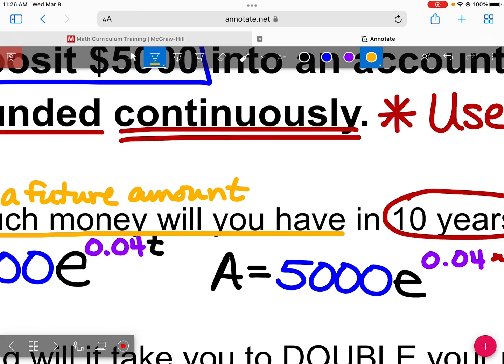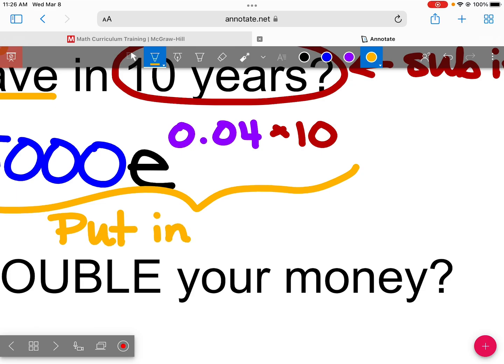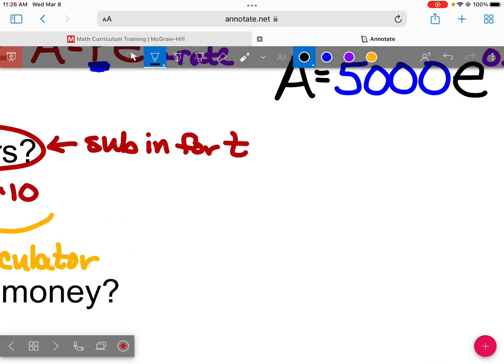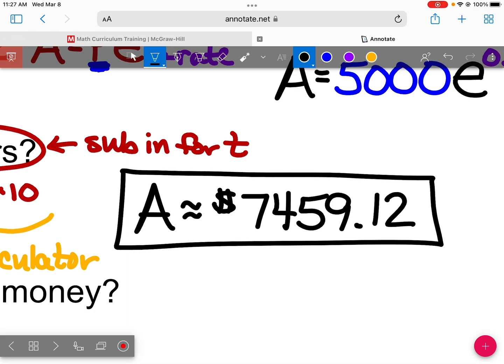Which variable means a future amount? A. In this formula, yeah. In the other one, it's f of x. Same exact meaning, though. It's that piece that's all alone on one side of the equal sign. Is the thing we're looking for isolated on one side? Yes. Then we can take all of this right here and put it in your calculator. $7,459.12. A is approximately $7,459.12. If that is not what you got on your calculator, type it in again.